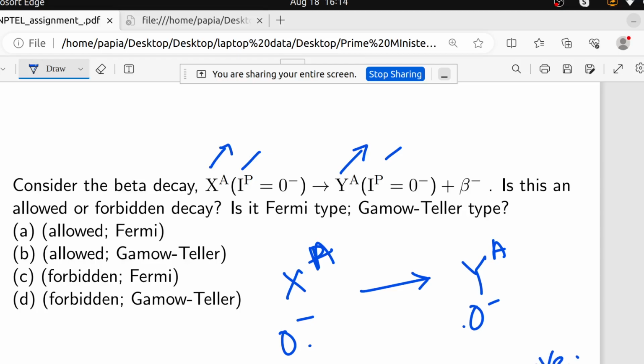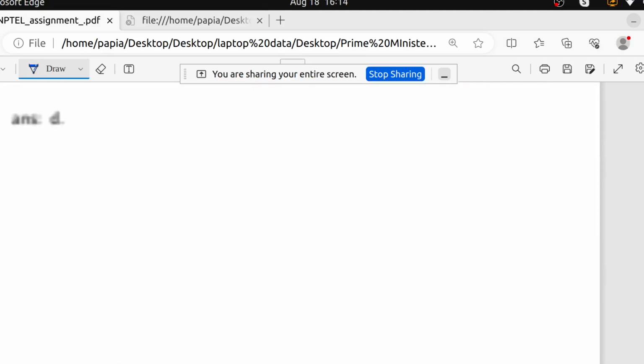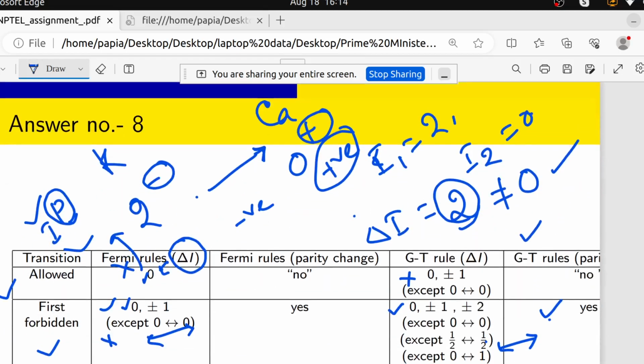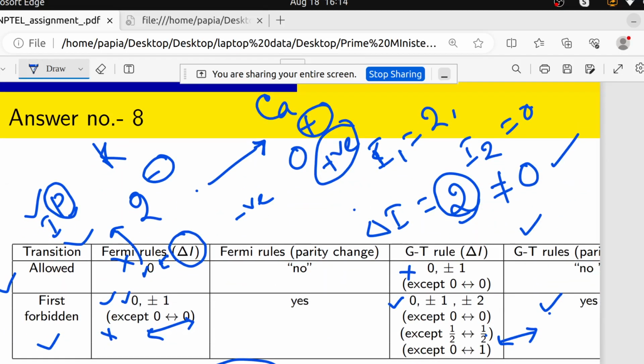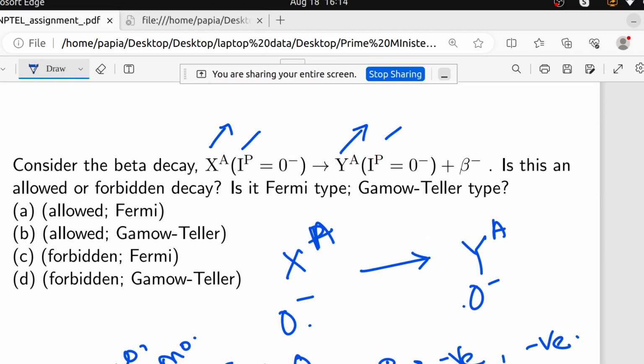Then we have to come to the table, to the condition in which delta I is 0 and parity has no change. So just go to that table so that we can understand. Delta I is 0 and parity is no change. That means which one will be the correct answer? An allowed transition will be there and it will be Fermi type. Yes, so this one will be the correct one. Do you understand the point? Because it is 0 minus to 0 minus. Okay.